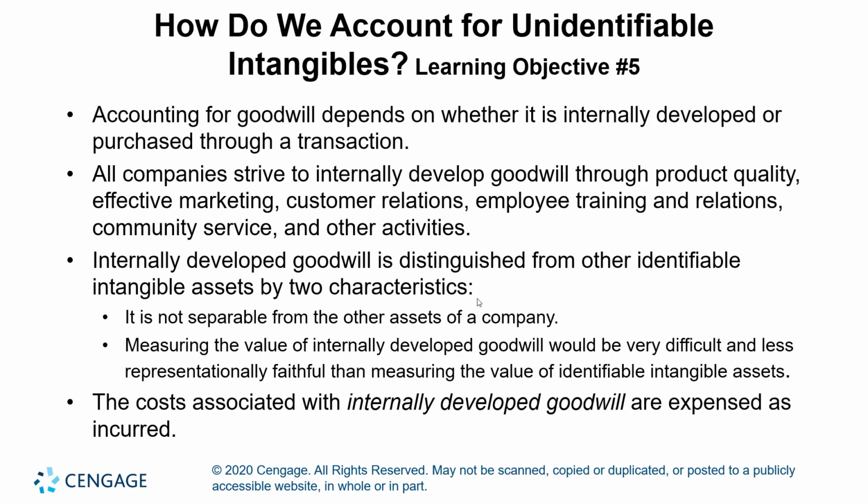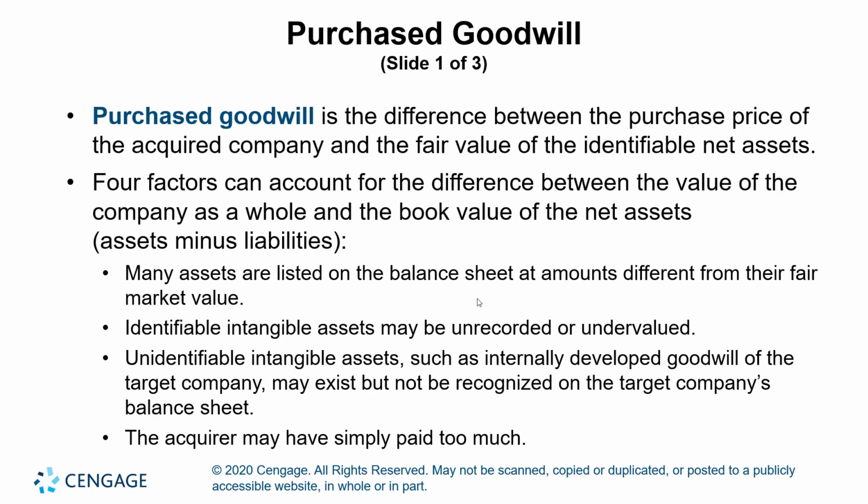What about goodwill? How do we account for goodwill? Accounting for goodwill depends on whether it's internally developed or purchased through a transaction. All companies strive for the development of goodwill through product quality and effective marketing. Internally developed goodwill is distinguished from identifiable assets in two ways. It is not separate from other assets in the company, and measuring internally developed goodwill would be difficult. The costs associated with internally developed goodwill are expensed as incurred.